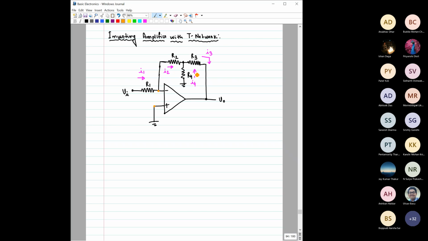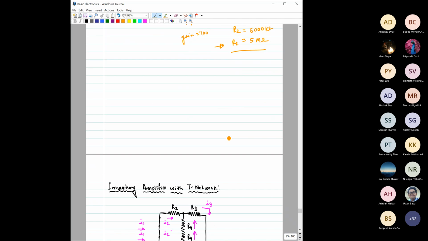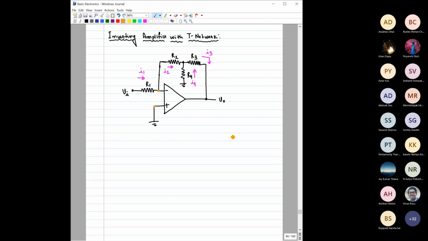Okay. Now let us see what would be the gain for this case first, and from there we will try to address this issue, this high resistance issue. Okay. So, but before that, let us try to find what is the gain. So for that, let us again do step-by-step analysis.